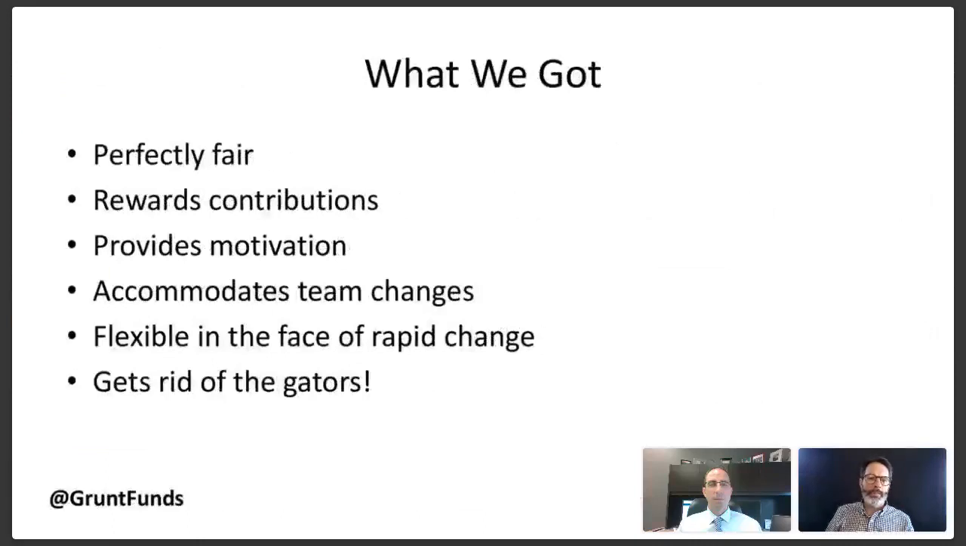So what Slicing Pie gives you is a perfectly fair model that rewards actual contributions, provides ongoing motivation, and accommodates team changes. I showed you how to add the salesperson and subtract the developer. It's flexible in the face of rapid change. We never have to draft a new agreement every time, and everyone knows they're getting treated fairly.